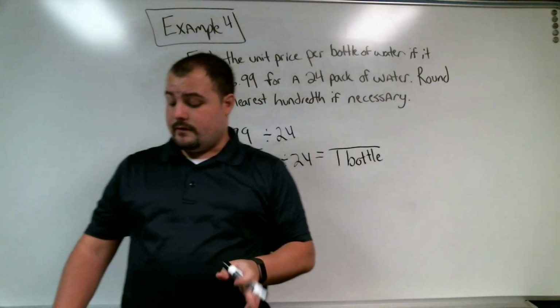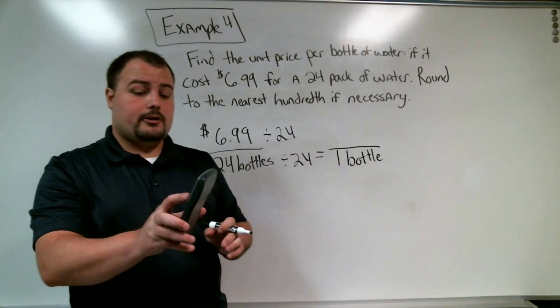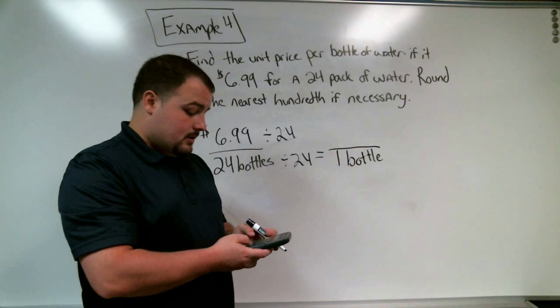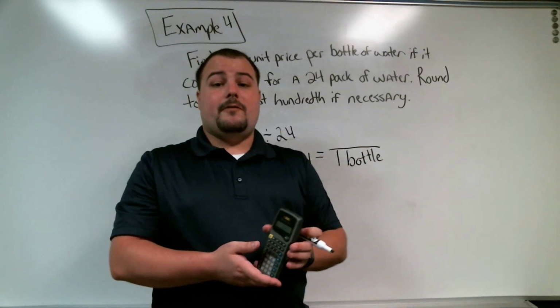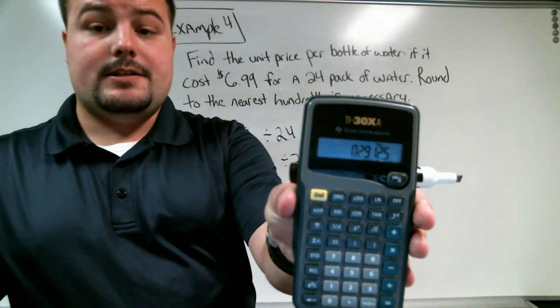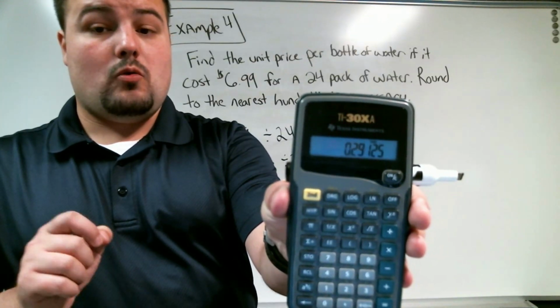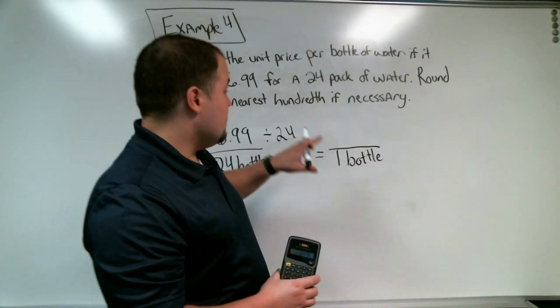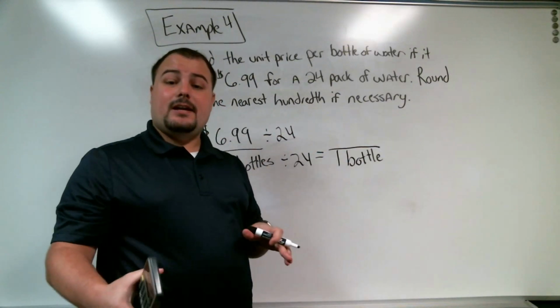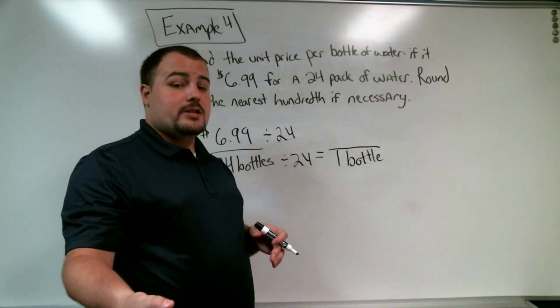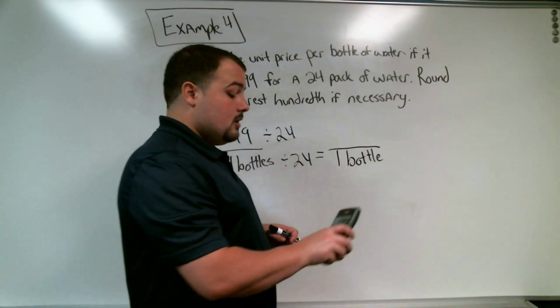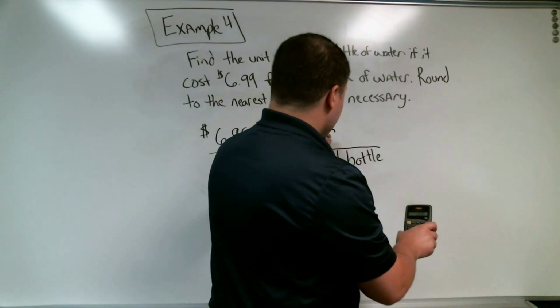$6.99 divided by 24, I don't know that. I'm going to use my calculator to double check. $6.99 divided by 24, and if I look at my calculator, I get 0.29125. Well, it says round to the nearest hundredth. And again, that's because money only goes to the hundred spot. But it's important to include the thousands until you actually round. So I'm going to copy down to the thousands.